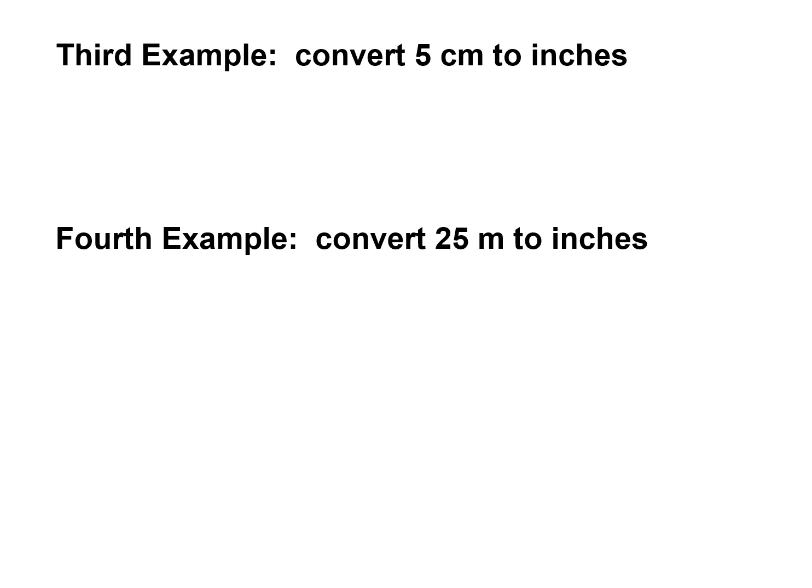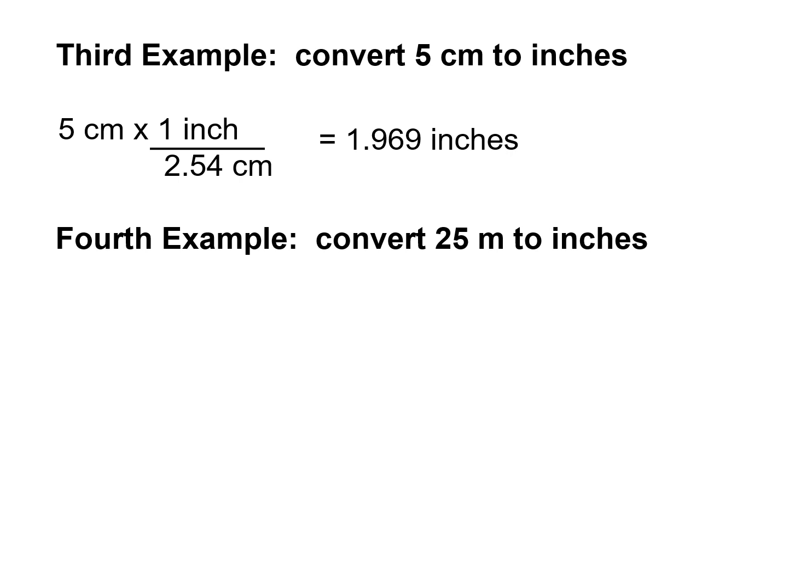Now let's convert 5 centimeters to inches. We know from the previous slide that there are 2.54 centimeters per inch. So we'd multiply 5 centimeters times 1 inch, then divide by 2.54 centimeters, giving us that 5 centimeters is equal to 1.969 inches. One thing to look at right here is this answer has a leading 1, so we still have 3 significant digits here.